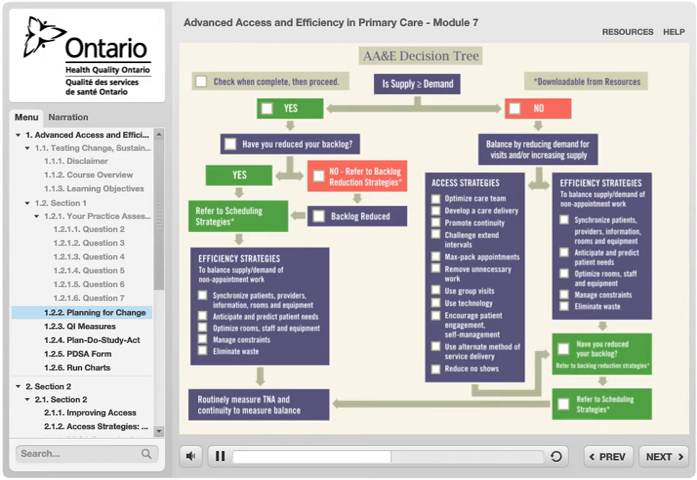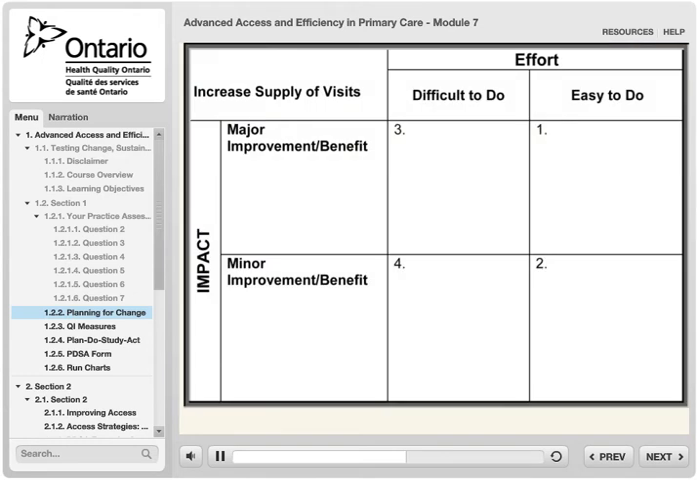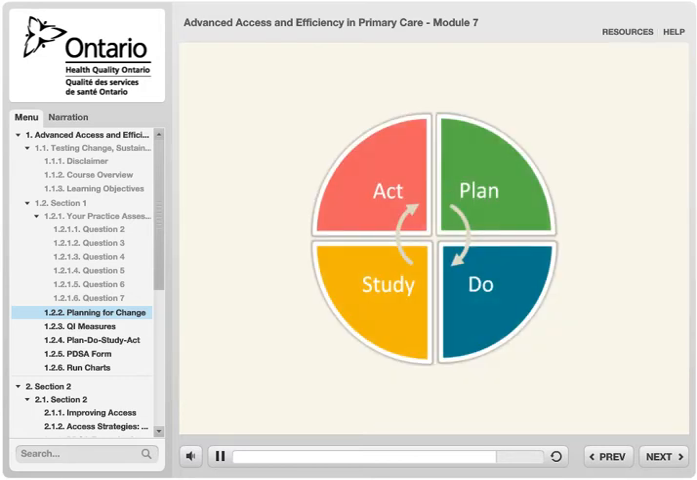Your team can use the Impact Effort Decision-Making Grid to prioritize which change ideas to test first. Simply plot your ideas in the appropriate sections of the grid and determine what change would have the greatest impact and take the least amount of effort and resources. You will then use the PDSA cycle to test those change ideas, and we'll review how to do this in detail in this module.